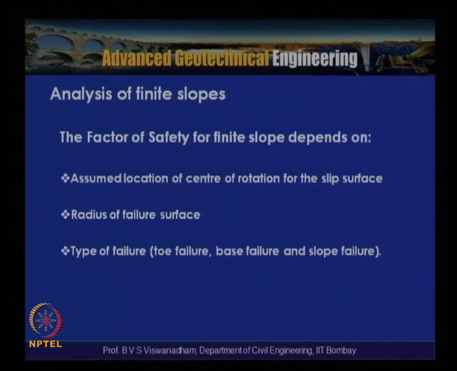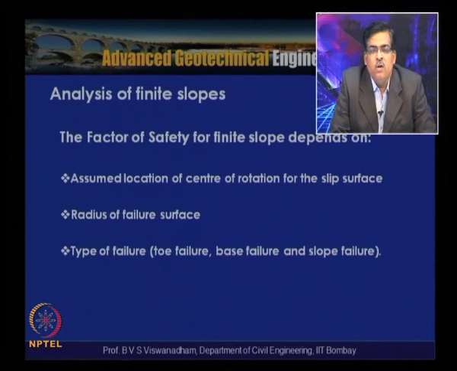The analysis of the finite slope, particularly with the factor of safety: the factor of safety for finite slopes depends basically on the assumed location of the center of rotation of the slip surface. As was shown in the typical failure surfaces, particularly for a circular arc failure surface, it all depends upon the location of the center of rotation. Suppose a slope analysis is done in two dimensions, that is, for a plane strain structure in x and y direction. Then the assumed location of the center of rotation for the slip surface, the radius of the failure surface, at what radius it actually exists, and the type of failure, that is toe failure, base failure or slope failure.